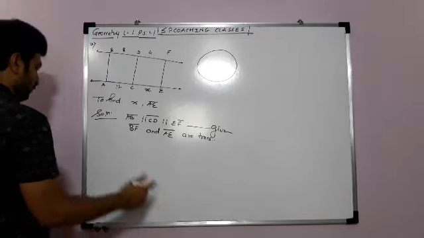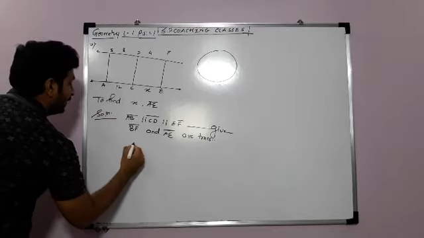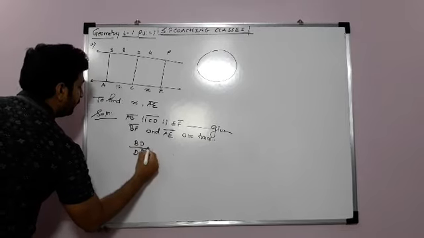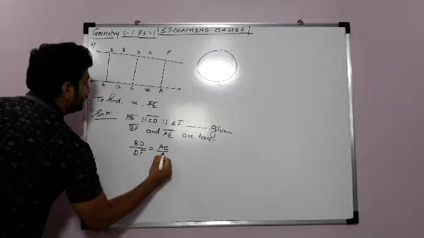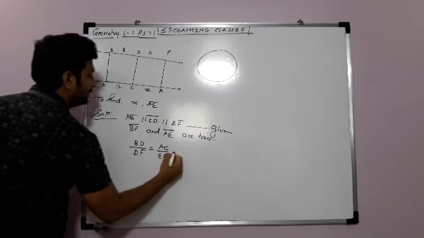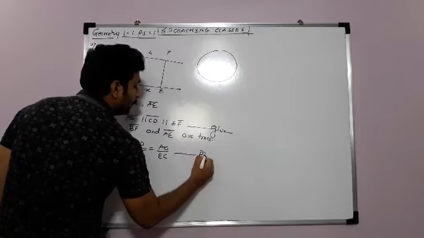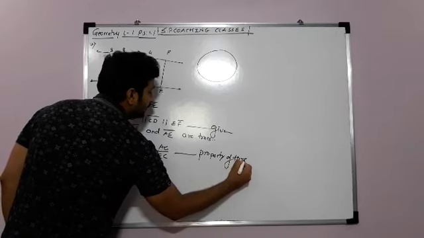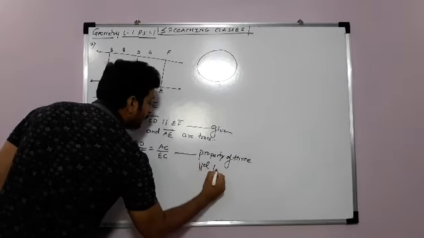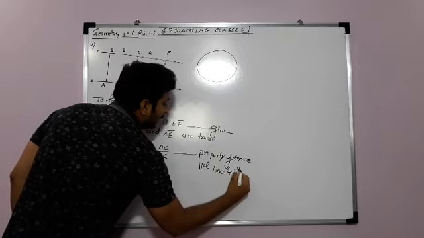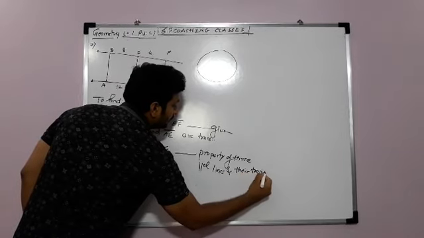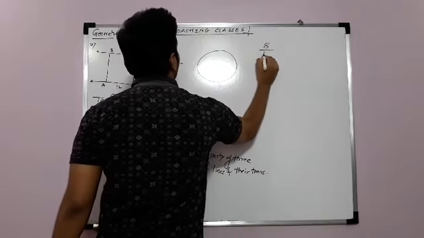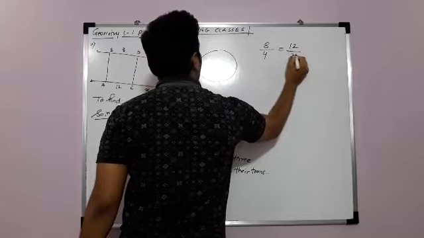Then what will we write? We can write, guys, BD upon DF is equal to AC upon CE. Is it clear? Reason: property of what, guys? Three parallel lines and their transversals. So simply put the values now. 8 upon 4 is equal to 12 upon x.